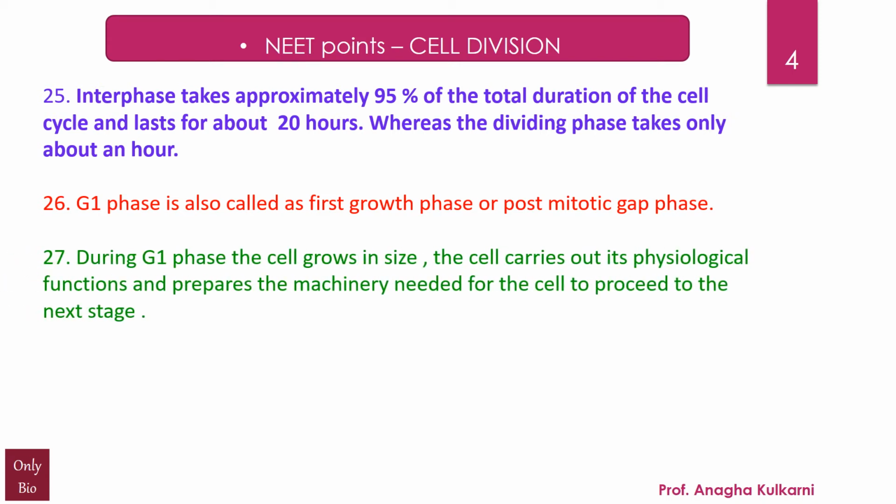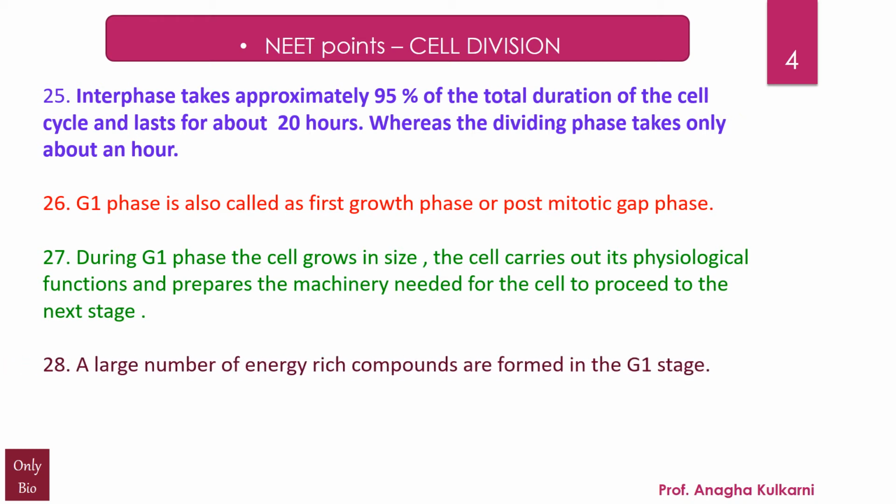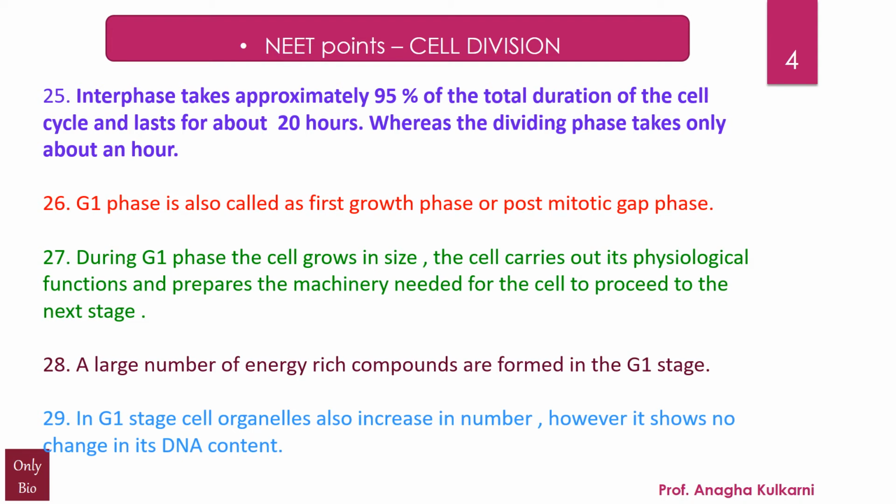Next point, during G1 phase, the cell grows in size, the cell carries out its physiological functions and prepares the machinery needed for the cell to proceed to the next stage. Next point, a large number of energy-rich compounds are formed in the G1 stage. Next, in G1 stage, cell organelles also increase in number. However, it shows no change in its DNA content.